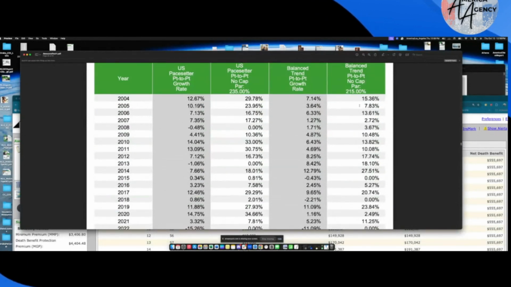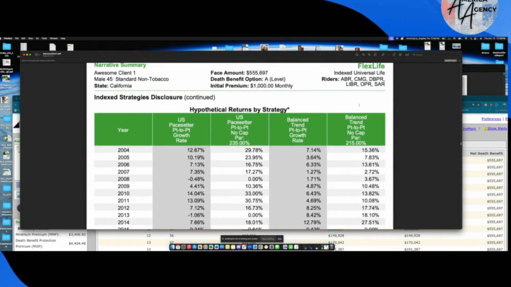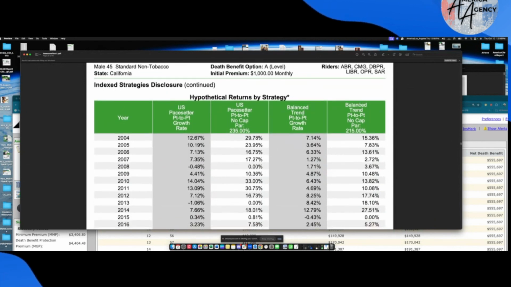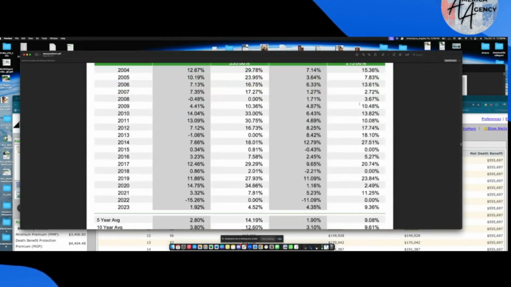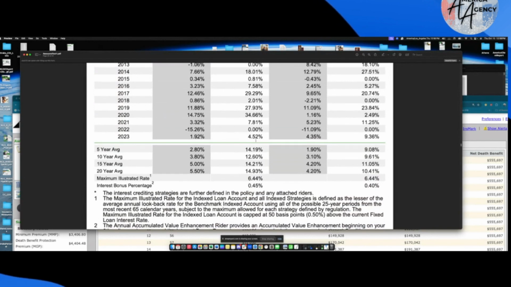Okay. So we'll just go right here really quick. This is a hypothetical, 20-year historical data. And the only part that's going to really make any sense to you, Mr. Customer, is this 5-year average is 14.19, 10 years, 12.6, 15 years, 14.21, 20 years. So you get the point.